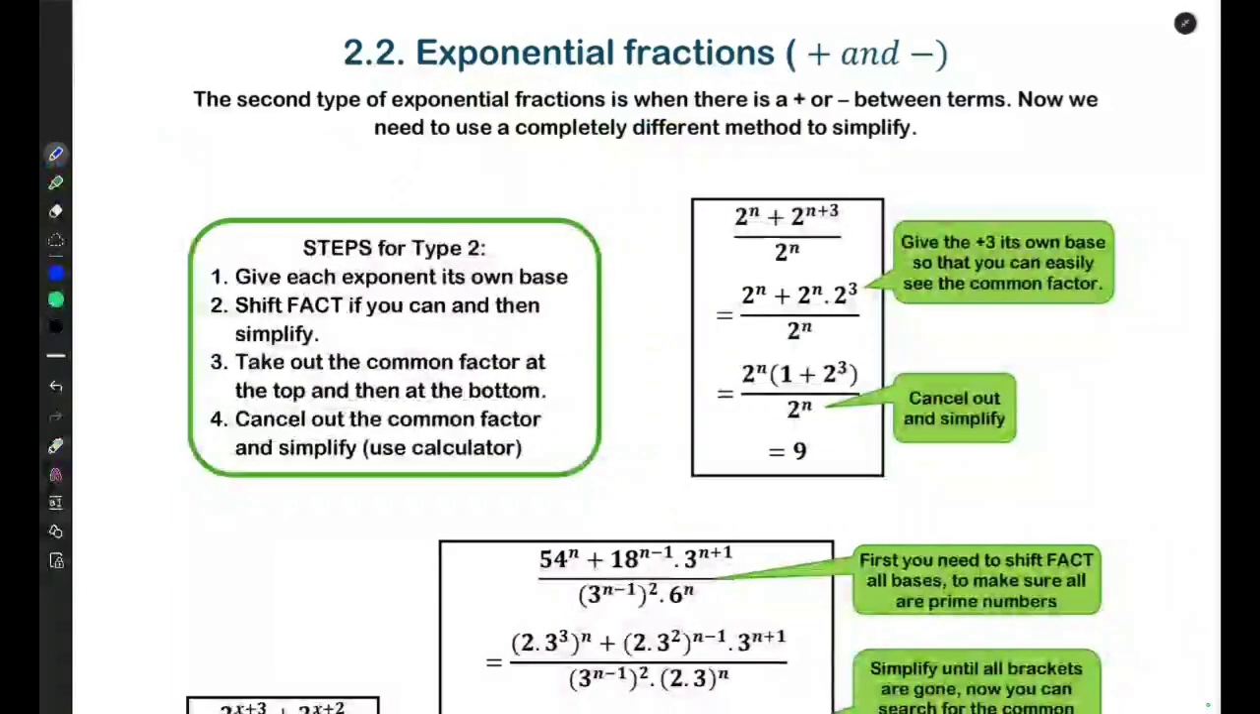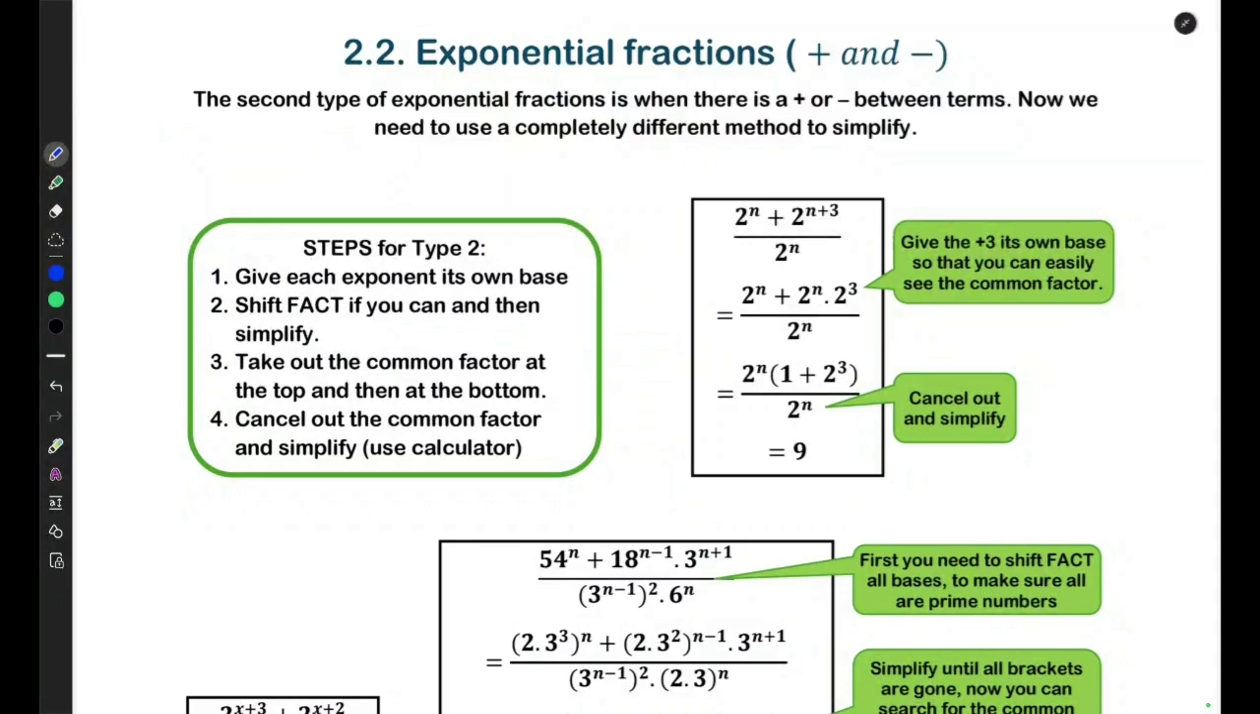Welcome to the second video for lesson 2 in the grade 11 exponents chapter. This time we're looking at type 2 sums, where it's exponential fractions but there's a plus or a minus between the terms. In type 1 it was only multipliers between the terms, and now it's pluses or minuses, and we do it completely differently.